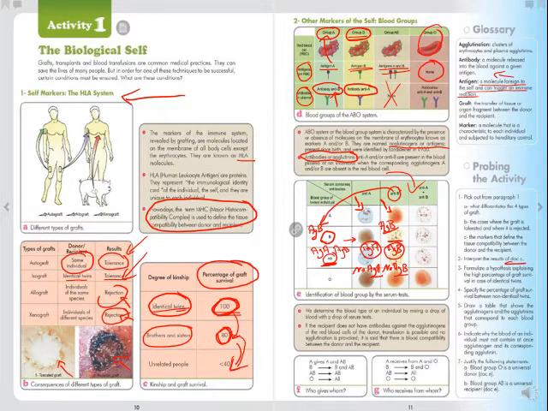So we determine the blood group by mixing a drop of blood with a drop of serum. That serum contains the antibodies. If the recipient doesn't have antibodies against the agglutinogens of the red blood cells of the donor, transfusion is possible. So we can have transfusion, and no agglutination is provoked. It is said that there is blood compatibility between the donor and the recipient.